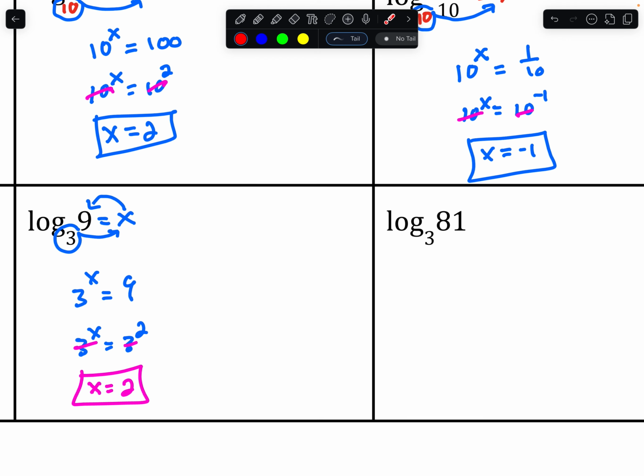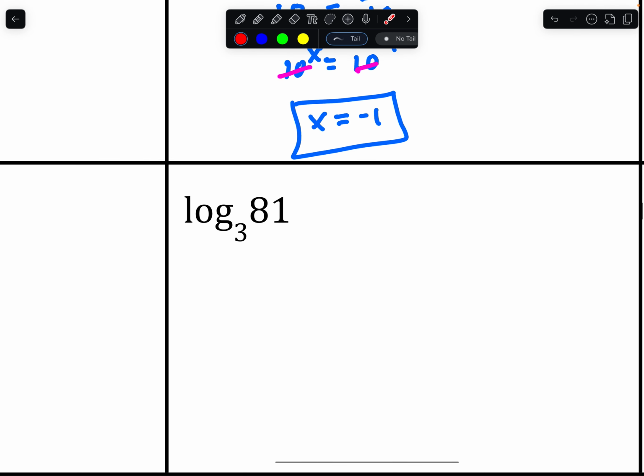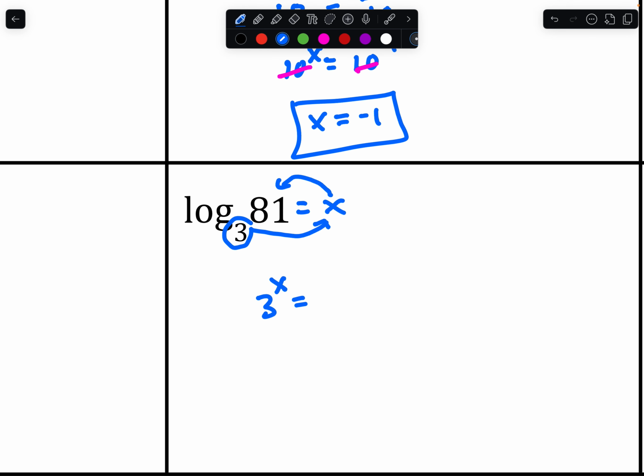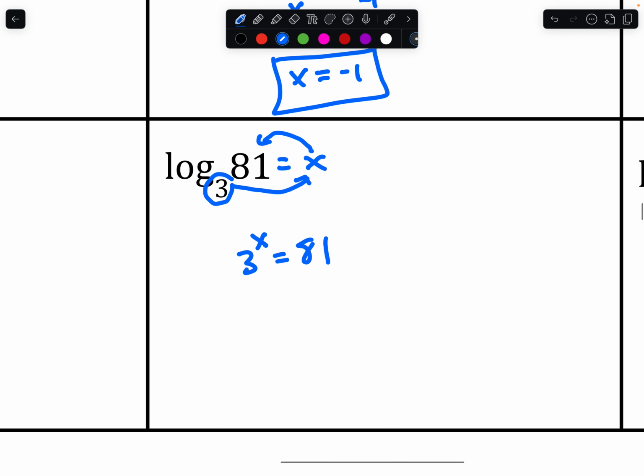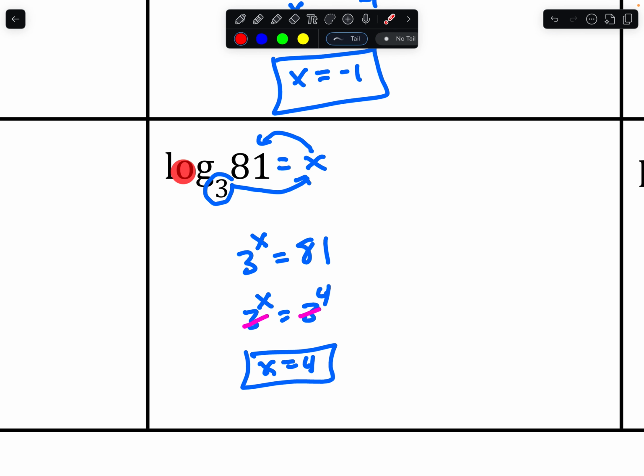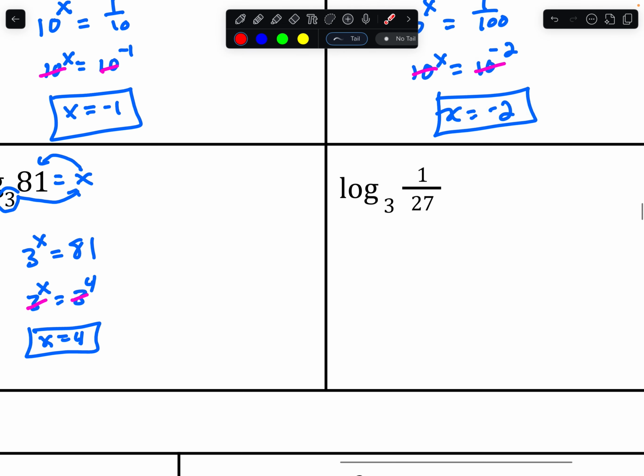Okay. Sliding on to this one: log base 3 of 81. If you're not sure what it is, set it equal to x. So 3 to the what power is 81? Now we've got 3 as our common base. 81 would be 3 to the fourth power. So now we know that our x value is 4. Or again, what can we say? Log base 3 of 81 is 4. It's a number.